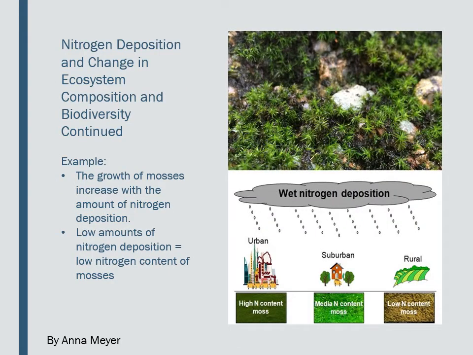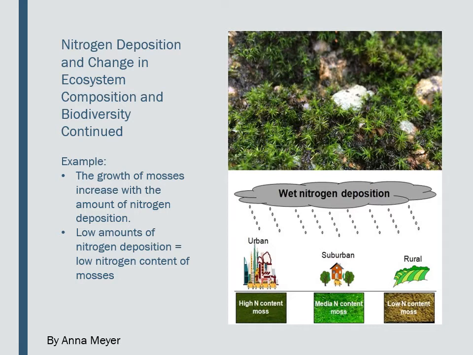For example, on the right is a picture depicting different levels of nitrogen deposition in mosses resulting from wet nitrogen deposition. As you can see, the high nitrogen content moss can be found in an urban setting or ecosystem. This is due to the high population density that was discussed in the previous slide.